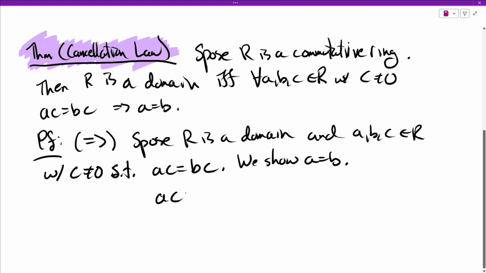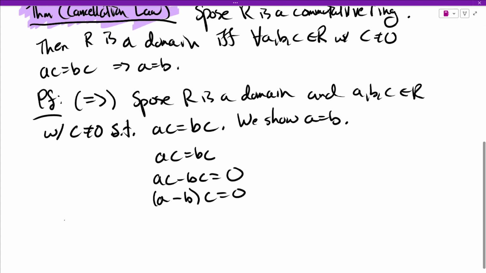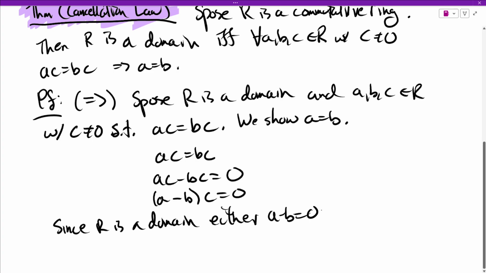Well, let's take AC as BC, and let's subtract over that BC. So AC minus BC is 0, and then let's distribute out or factor out the C. Since R is a domain, there are no zero divisors. So A minus B is 0, or C is 0. But C is not 0, so it must be that A minus B is 0, or that A is equal to B. And that's what we wanted to show. Great.